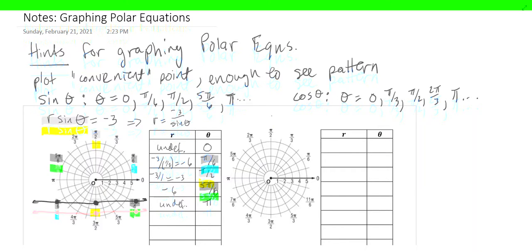r, let's choose a different color. Let's do green. If I say it's r cosine of theta equals, let's say 4 just for grins. It's going to be hard to graph, but that's okay. Well, this is an x. That means x equal to 4. That's x equal to 4.